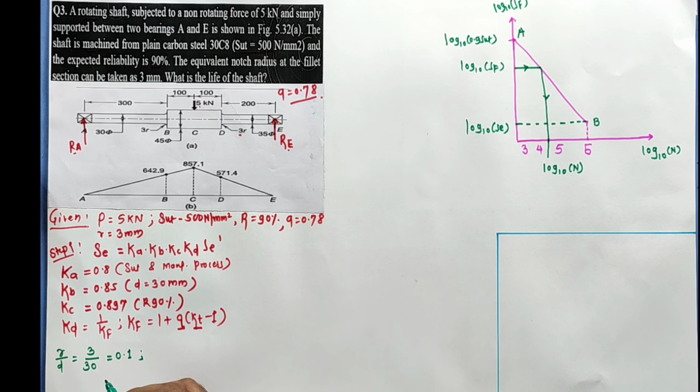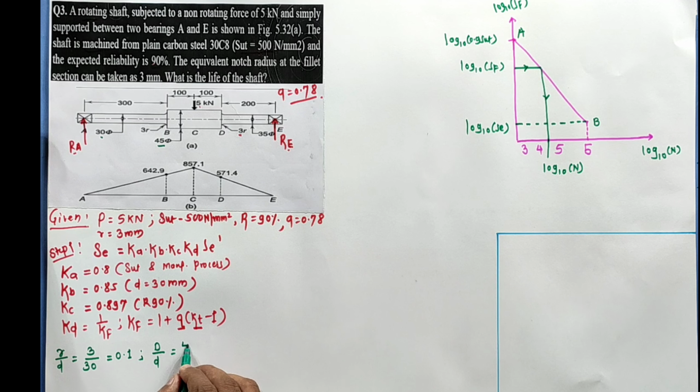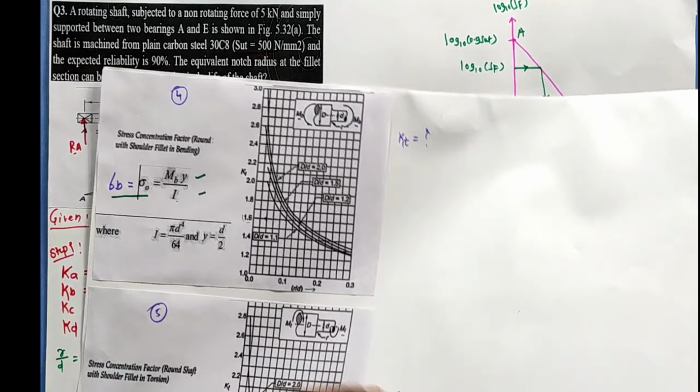First thing, x-axis. Now for the curve D by d. D is the enlarged diameter 45. Smaller d is 30. 45 by 30, so the ratio is 1.5. So I got two values. One is 1.5. One is 0.1.